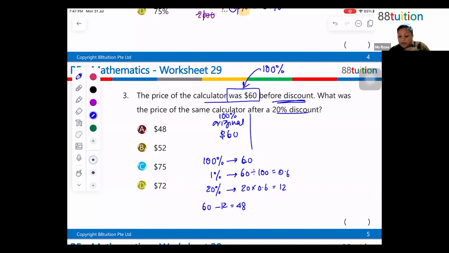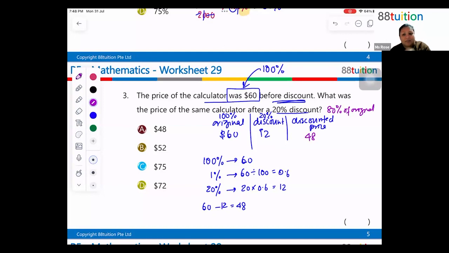So what Gordon has done is actually to find out the amount of discount given, which is 20%. And that's where he found it to be $12. So that means the discounted price. Okay, so take note, discounted price is actually 80% of original. Okay, so he got 48.